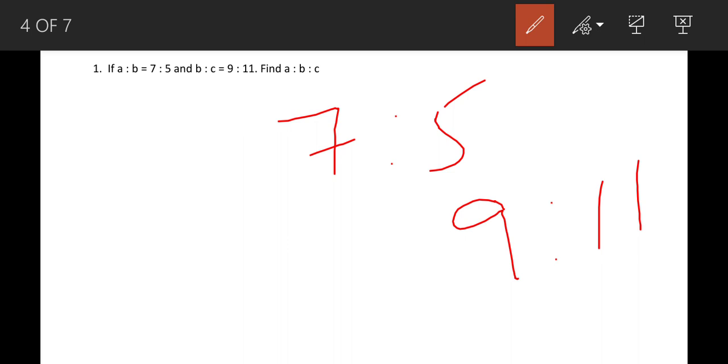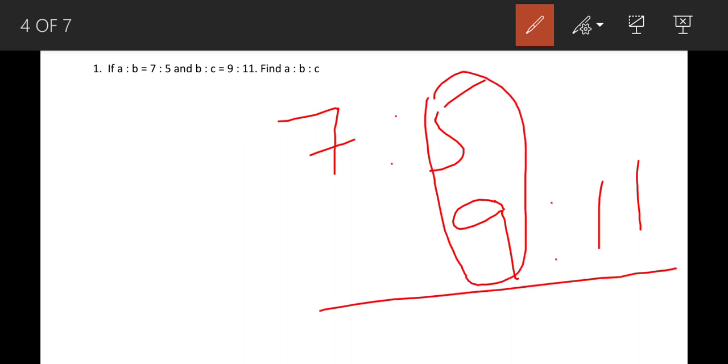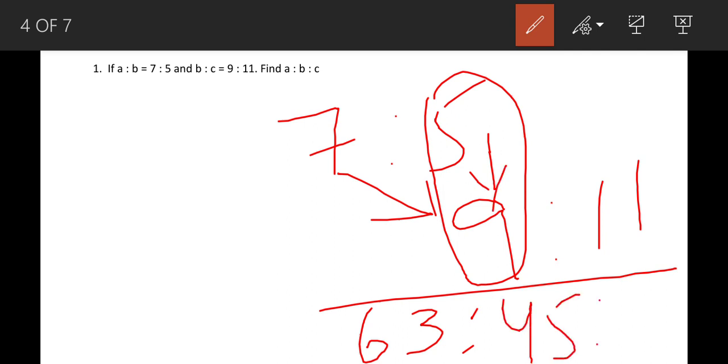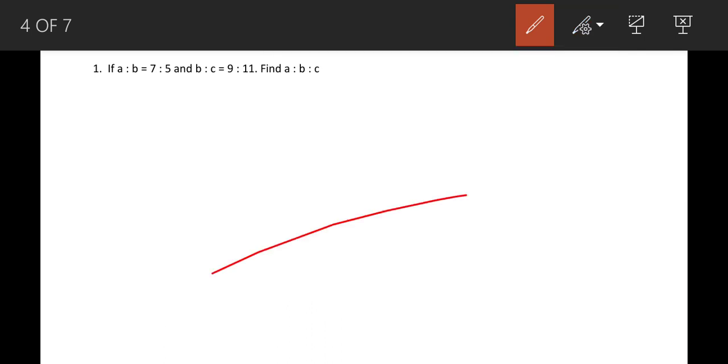B is to C. B is common, so we will be writing B below the next B. 7 into 9, 63 is to 5 into 9, 45 is to 5 into 11, 55. Therefore, ratio of A is to B is to C is equal to 63 is to 45 is to 55. Now we are seeing the solution.